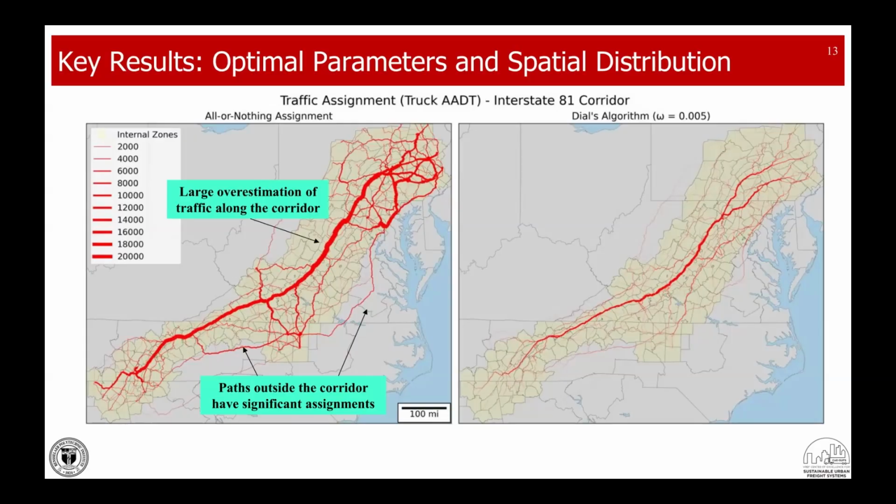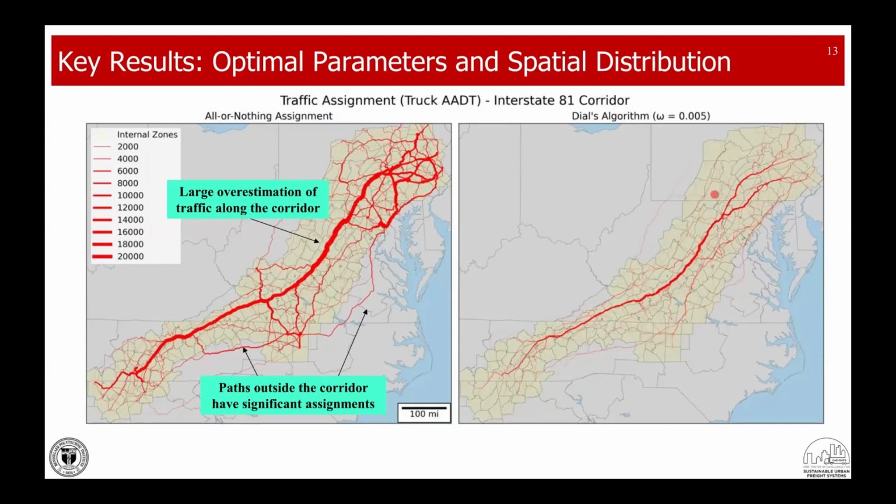And also there's a large overestimation of traffic along the corridor itself. So on I-81, the 20,000, which is the maximum, is what is assigned through the whole corridor. The 20,000 trucks as AADT comes from Knoxville, Tennessee, which is the convergence of the 3 constituent highways, which makes sense there, but along the full corridor, it's probably an issue.